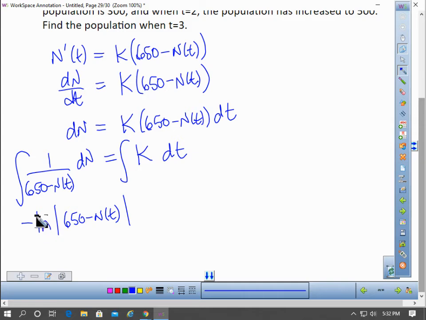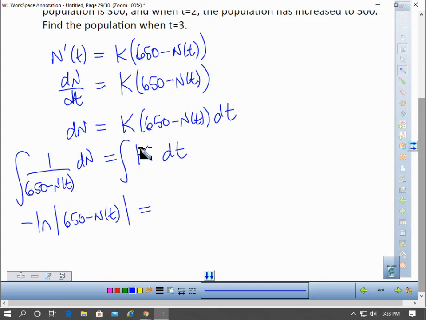All right, so the reason I'm putting this negative here is because this is derivative over function, and the derivative of this down here in terms of n is going to be a negative 1. So the only thing I'm missing up here is a negative sign. So that's going to be the negative natural log of this bottom function.